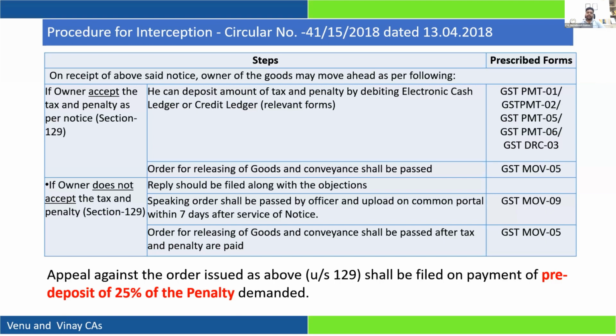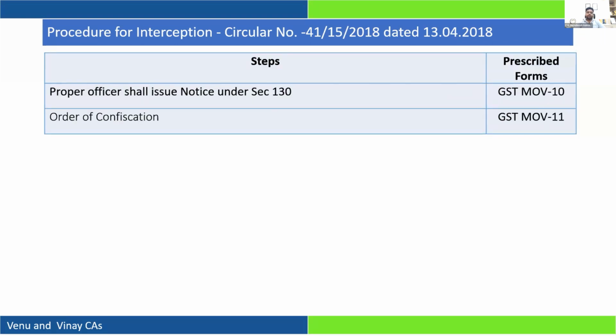For penalty levied under Section 129, you can go for the appeal by pre-depositing 25% of the penalty demand. If the penalty has been levied under Section 130, then the proper officer shall issue the notice in form GST MOV 10. In case of an order of confiscation, MOV 11 has to be issued. We'll see what is meant by detention, confiscation, seizure and all that in a later slide.